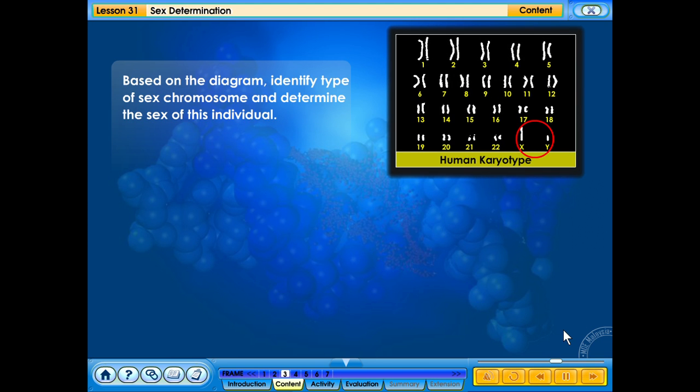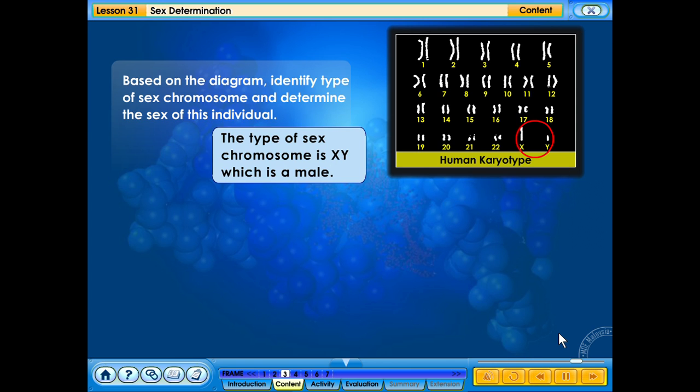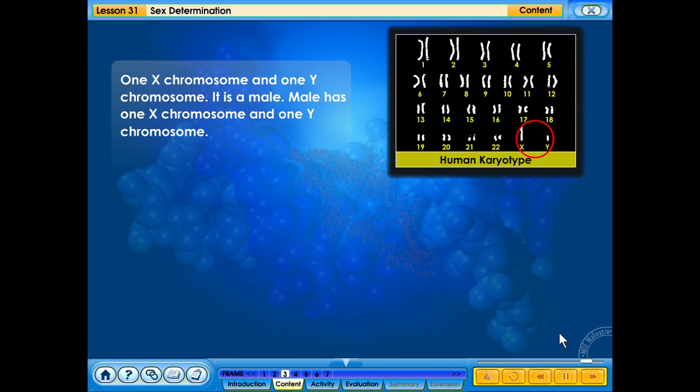Based on the diagram, identify types of sex chromosome and determine the sex of this individual. The type of sex chromosome is XY, which is a male. 1 X chromosome and 1 Y chromosome. It is a male. Males have 1 X chromosome and 1 Y chromosome.